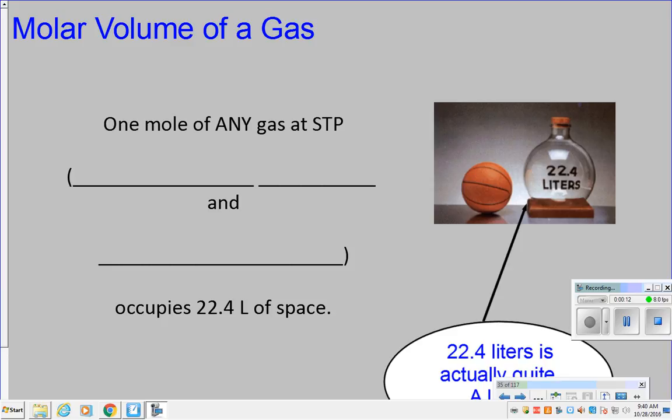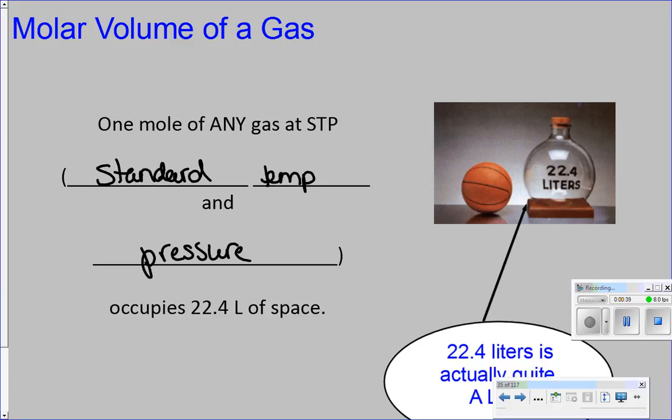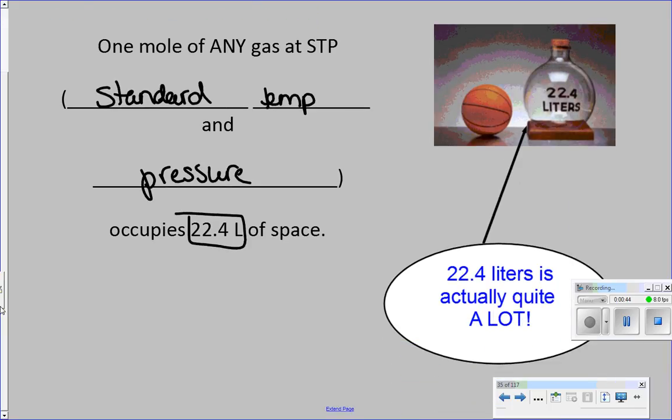1 mole of any gas at STP, remember STP means standard temperature and pressure. These values can be found on Table A on the front of your reference table. And these values just kind of mean a set of conditions. So any gas that we put at these particular conditions, 0 degrees Celsius, 101.3 kPa, will occupy 22.4 liters of space, which is a little bit bigger than a basketball, so it's actually kind of a lot of space.